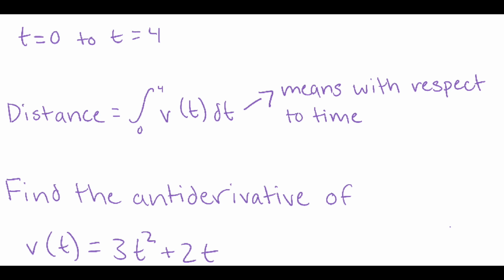When we do that, we get that the distance is equal to the integral of v of t from 0 to 4 with respect to time. This is a definite integral, and the second fundamental theorem of calculus tells us that we can compute it by finding an antiderivative of v of t and then evaluating that antiderivative at the upper and lower bounds of the interval.